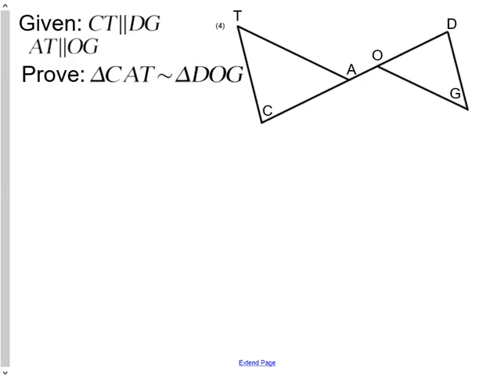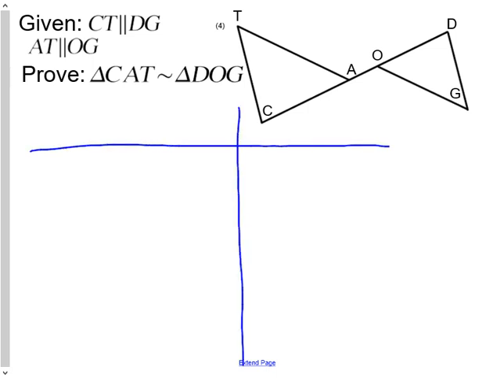Next one, we're proving cat is similar to dog, and we've got a couple parallel lines. So, as always with parallel lines, at least since chapter 3, parallel lines lead to angles congruent.